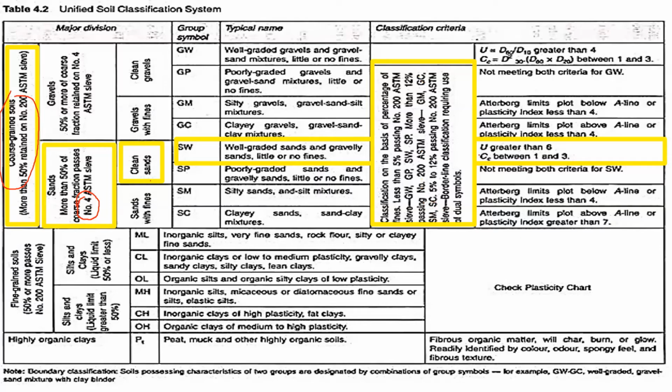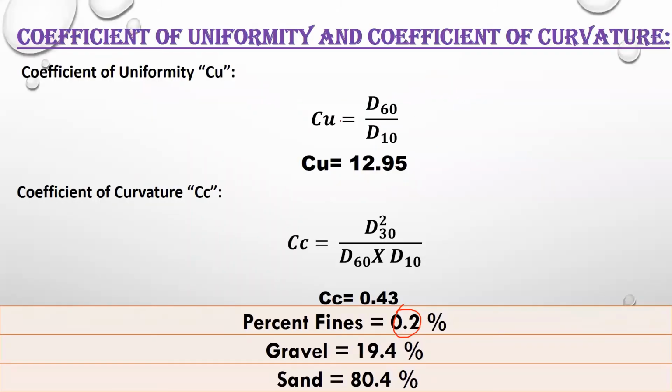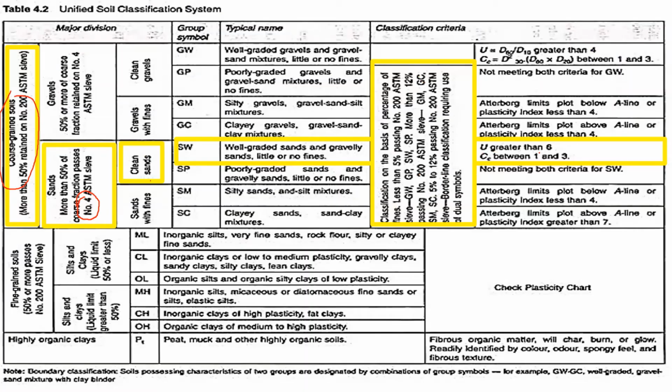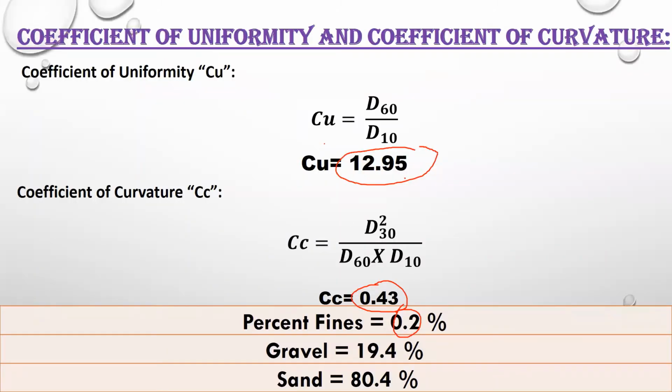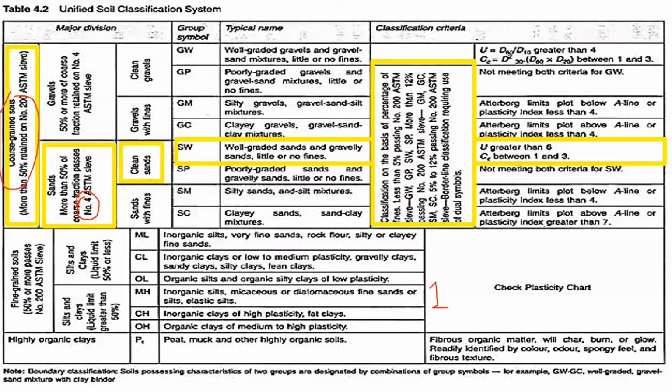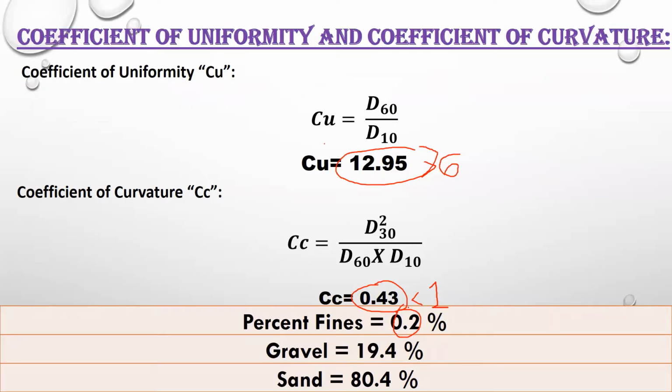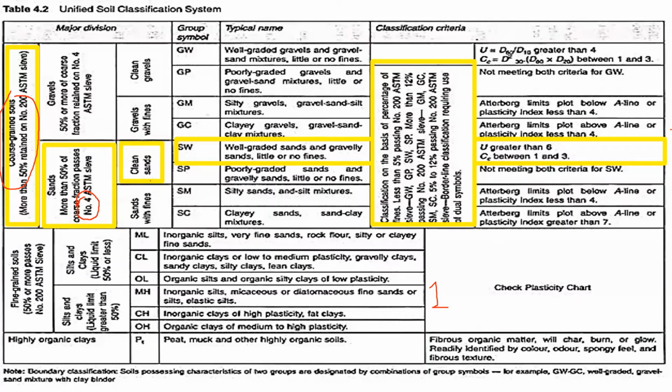Okay. Now I have to check Cu greater than 6 and Cc between 1 and 3. What is the value of Cc and Cu? Cc is less than 1 and Cu is 12.95. So we check Cu greater than 6: yes, it is greater than 6. And Cc between 1 and 3? It is less than 1, so we will select this one.